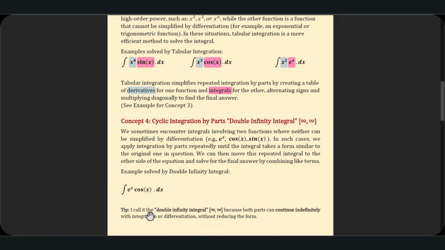Tip: I call it the double infinity integral because both parts can continue indefinitely with integration or differentiation without reducing the form.